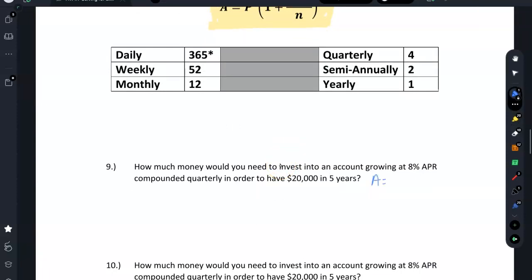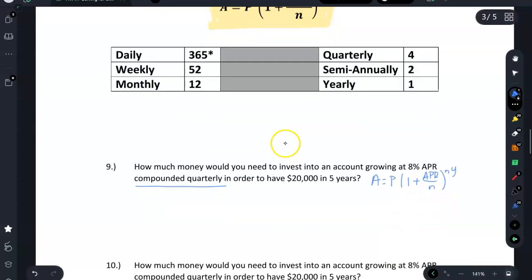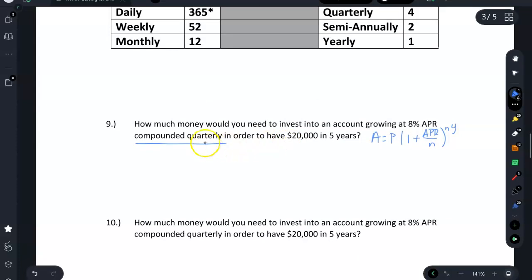A equals... As soon as I realize that I have a compounded equation, as soon as I see that it's compounded quarterly, I want to go ahead and write the equation. I'm just going to show you that I'm writing exactly what we've already talked about, so I'm not going to go into the equation in depth. How much money would you need to invest into an account growing at 8% APR compounded quarterly? As soon as you see compounded quarterly, you write that equation, in order to have $20,000 in 5 years.